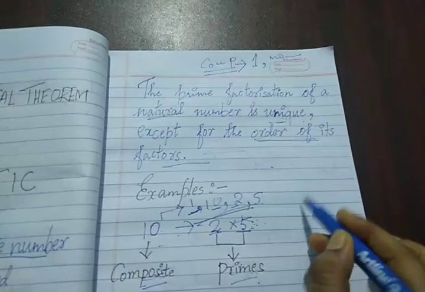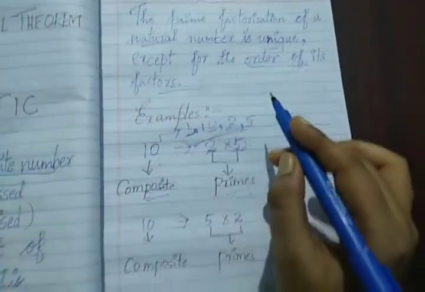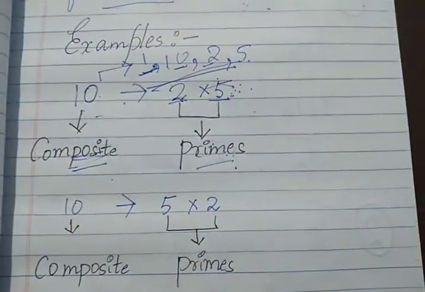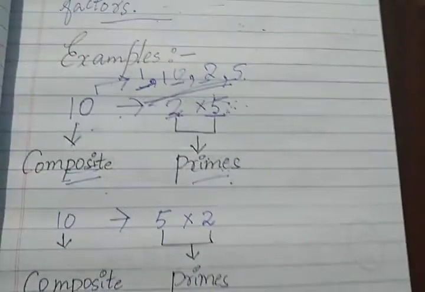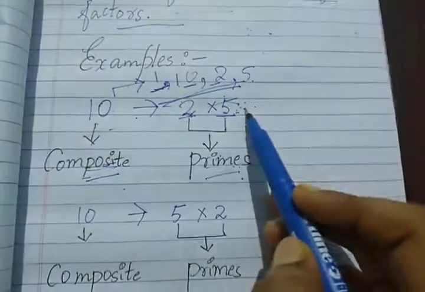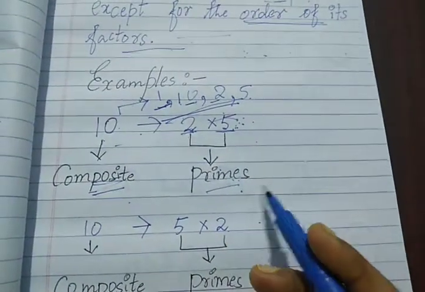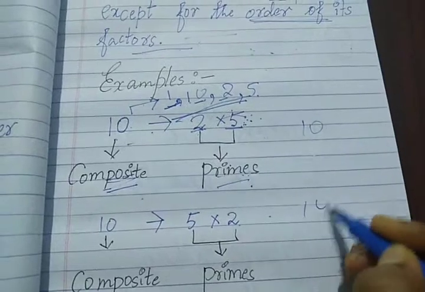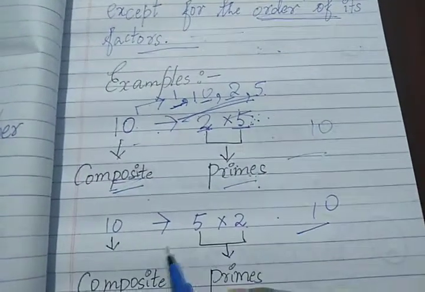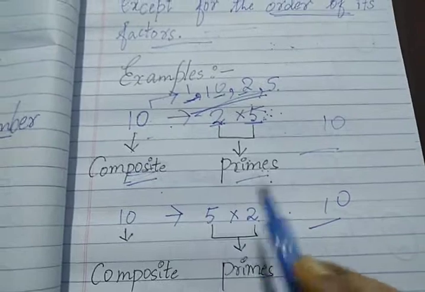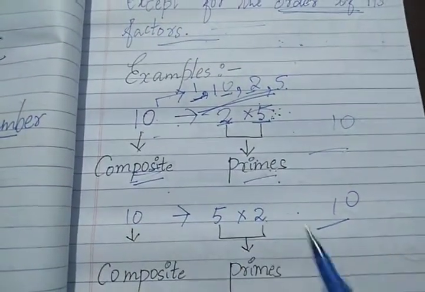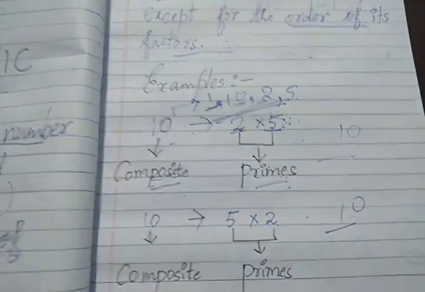Now, I told you that the order changes, right? You see here, 10, the same number we have taken. It is a composite number. Here it was given 2 into 5. The same thing I have written as 5 into 2. Is there any change? 2 into 5 is 10 and 5 into 2 is 10. No change. You see, only the order changed. The concept is the same. Only the order of the primes changes.